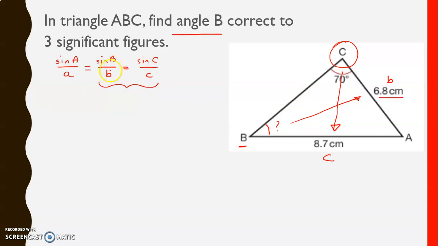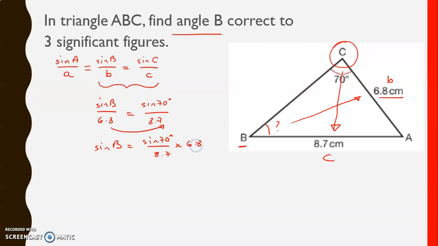So we are given B. Let's rewrite everything but substituting the values we know. Sine of angle B over 6.8 equals sine of 70 degrees over 8.7. Now again, we want to make this sine be the subject, so we are going to move the 6.8 to the other side. Sine B equals sine 70 degrees over 8.7 times 6.8.